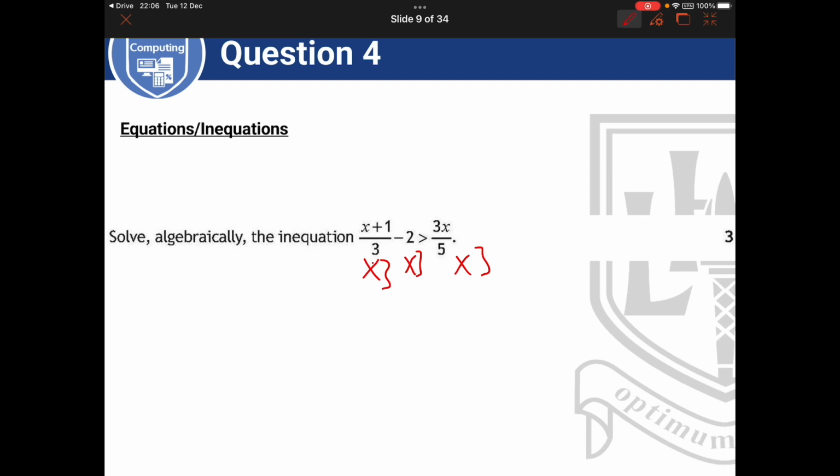So first one, timesing this by 3 is essentially going to cancel off the bottom of the fraction. So that's just going to leave me with x plus 1. So that's good. Minus 2 times 3 is going to make that minus 6. Is greater than, and in this one, when I times by 3, I'm not getting rid of the fraction, so I'm just making that one 3 times bigger. So 3x on the top gets 3 times bigger to 9x. So that becomes 9x over 5.